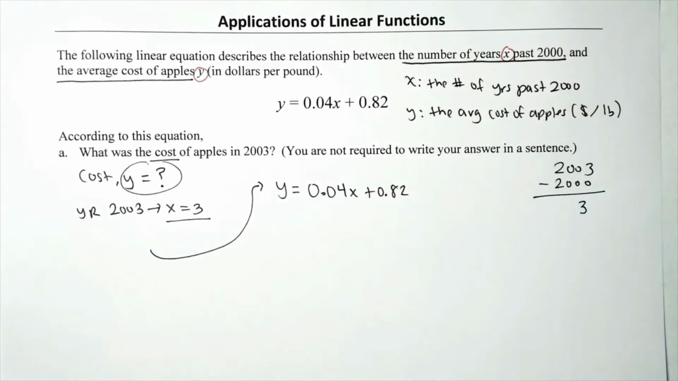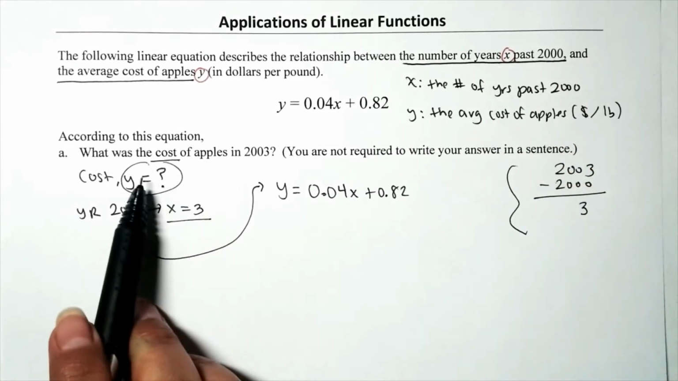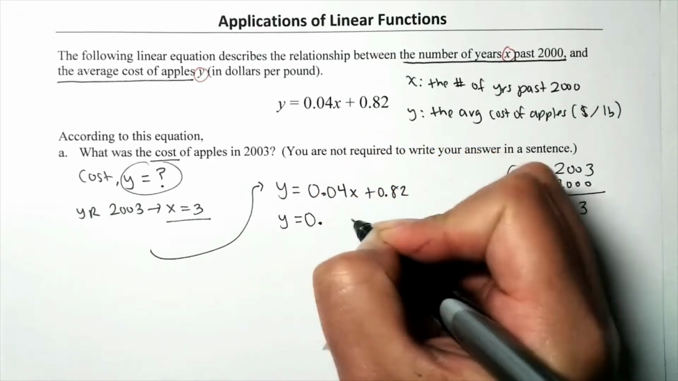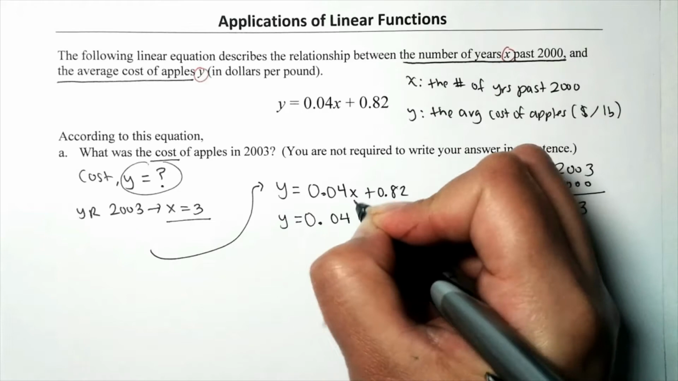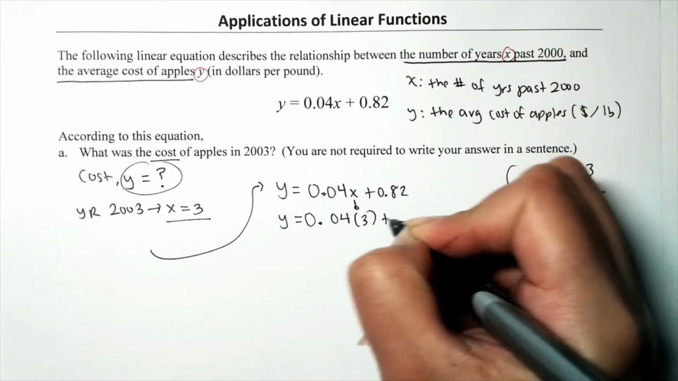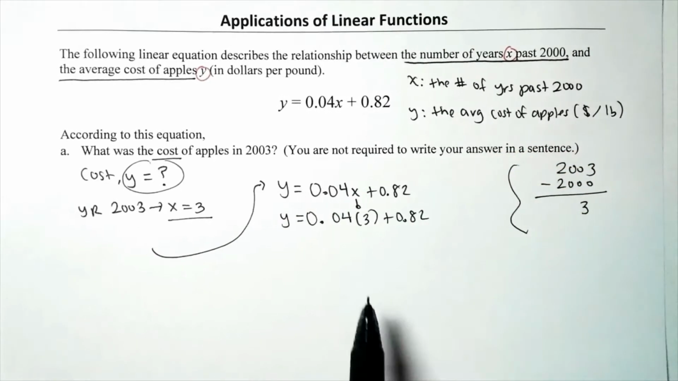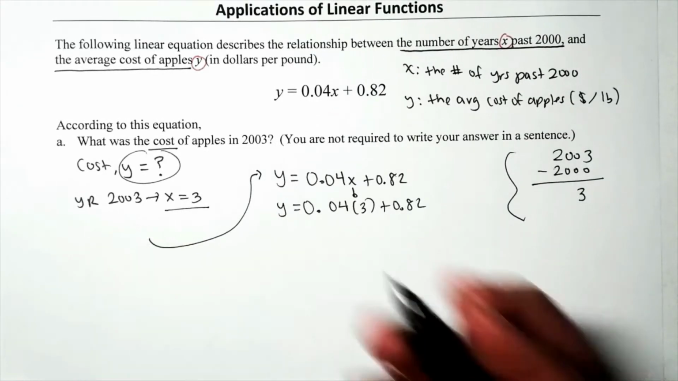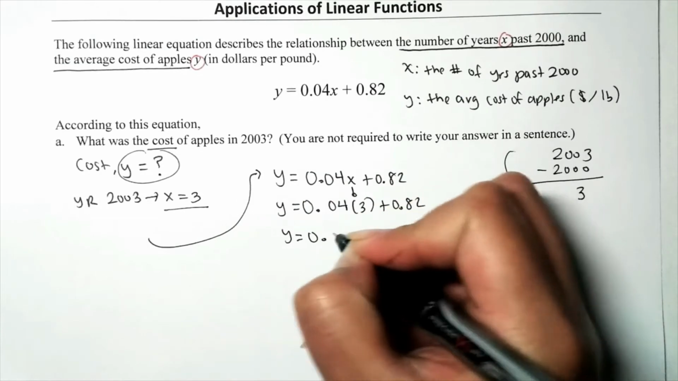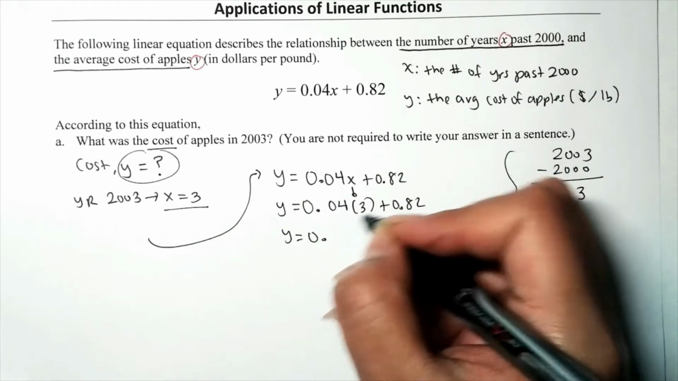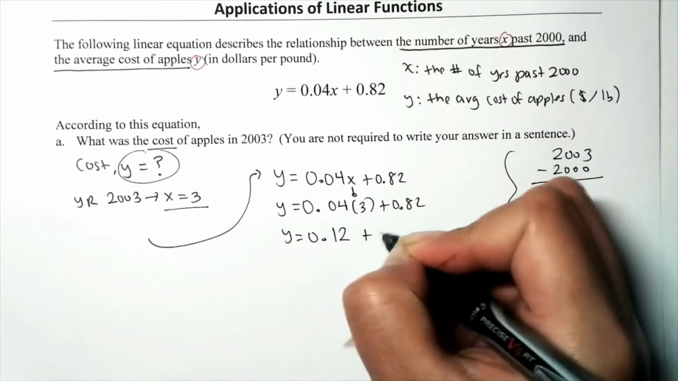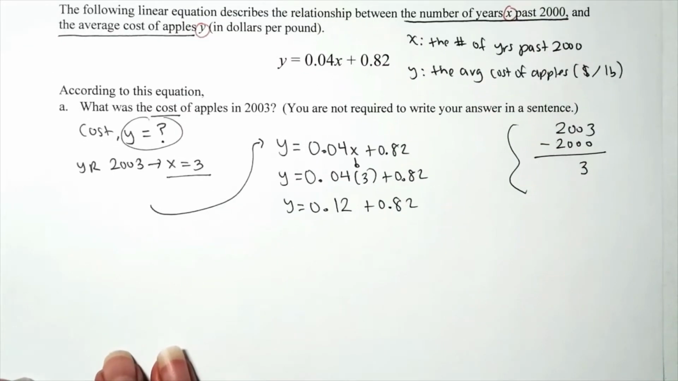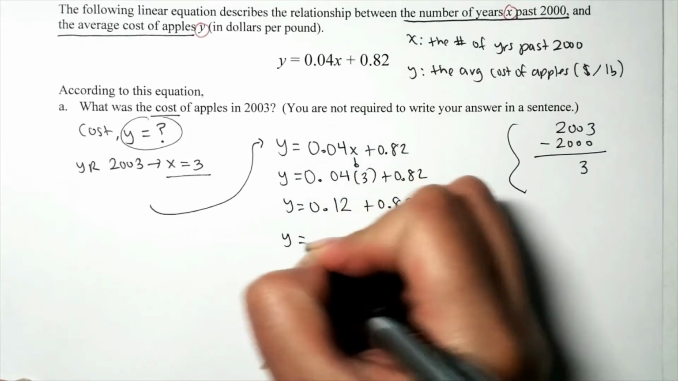And what are we going to do? We're going to find y when x equals 3. So we're going to plug in the 3 for x and then solve for y. So we have 0.04 times our x value of 3. And we didn't plug in a 3 because we felt like it, it came from the problem. So 0.04 times 3 will give us 0.12. And if my eyes don't fail me, 0.12 plus 0.82 will give us 0.94.